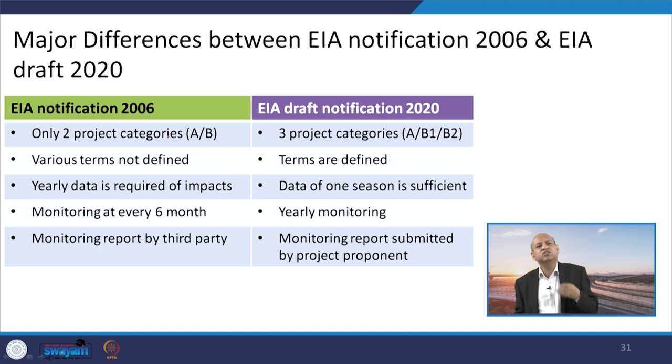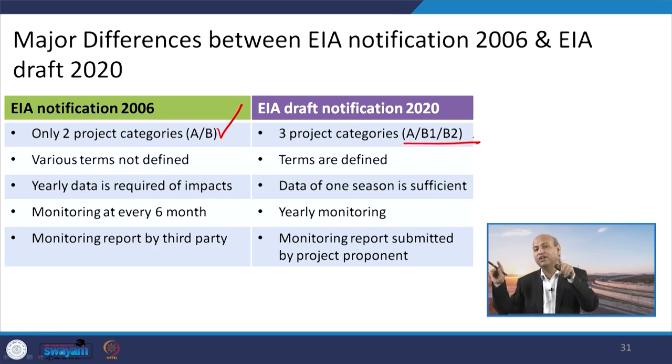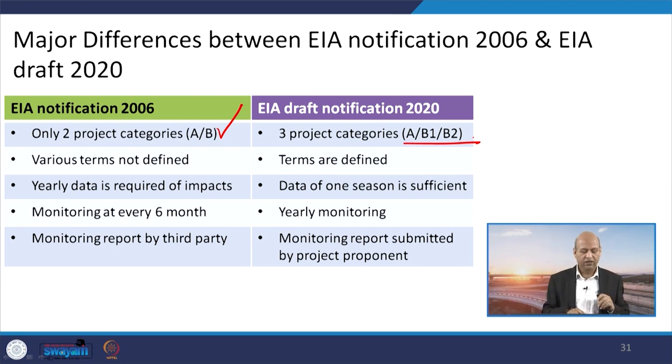Now, if you want to see the difference between the 2006 and 2020 EIA notifications, there are some differences. In the EIA notification 2006, there were only two major categories of projects, A and B. In 2020, the B category has been split into two, B1 and B2, again based on certain feedback. So, three project categories are there. Various terms were not defined in 2006, they were implied, but in the 2020 notification every term is properly defined, so there is no ambiguity, right.